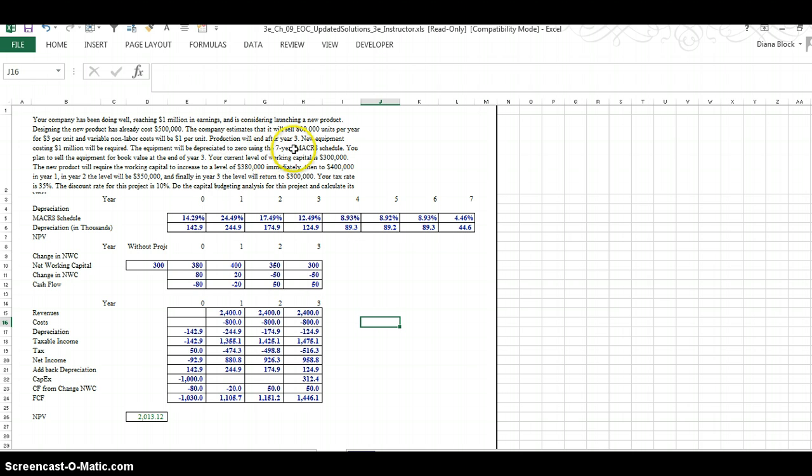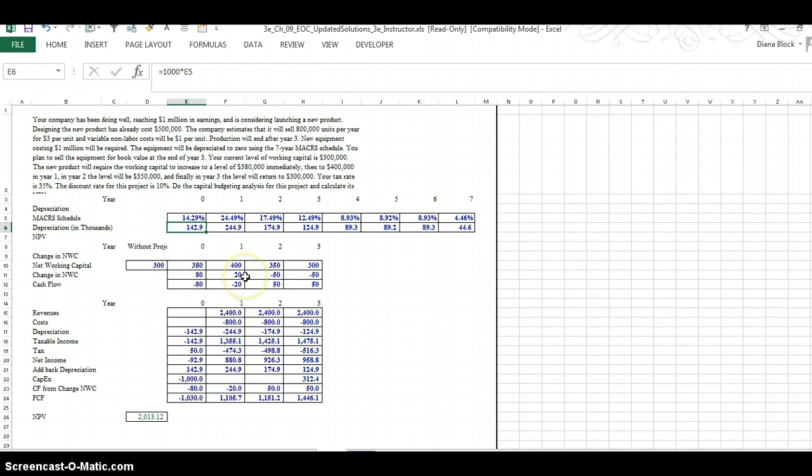The problem says that you're going to use the MACRS 7-year schedule to depreciate the equipment that you're buying. So the MACRS schedule is a set schedule given by the IRS that tells you how much of the total cost of the equipment you can depreciate each year. So that information is given. The MACRS percentage, or the depreciation percent, is going to be these exact same amounts that I have here as on your problem. That is a set amount.